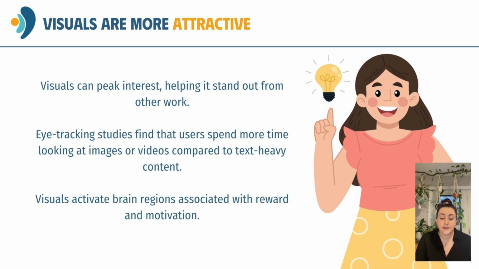Eye tracking studies that look at what individuals spend more time on find that images or videos are where we actually spend our time looking compared to text-based content. Visuals can also activate brain regions associated with reward and motivation.